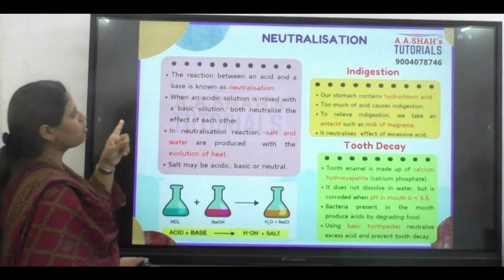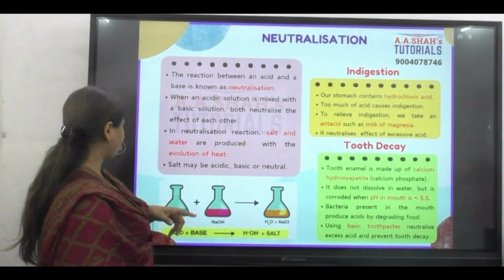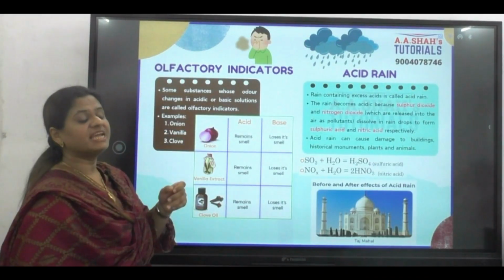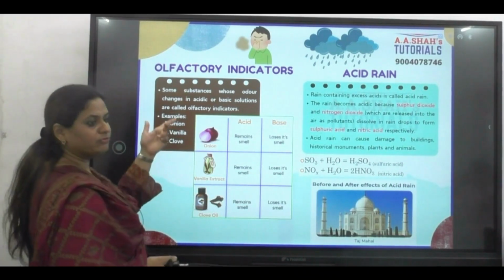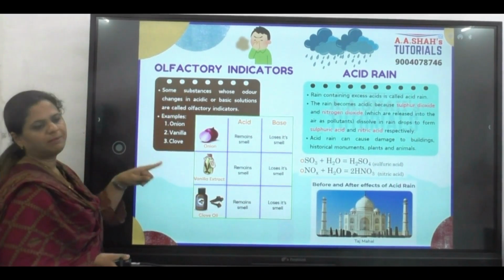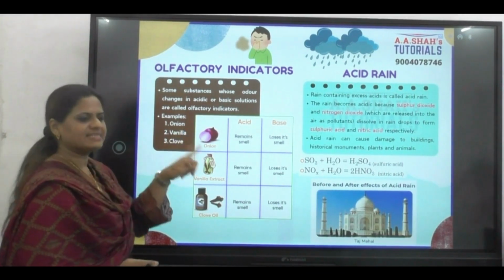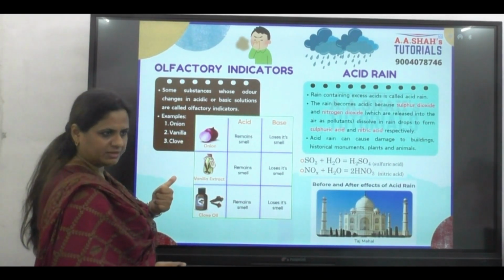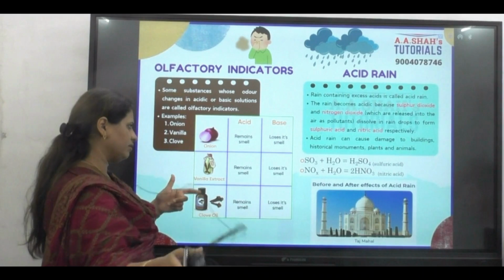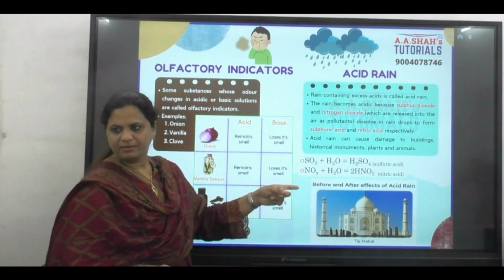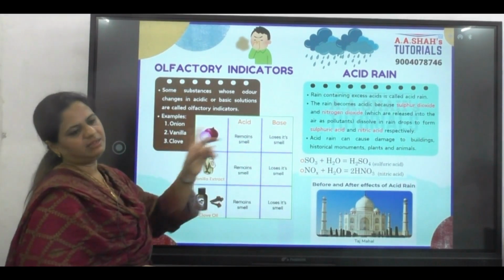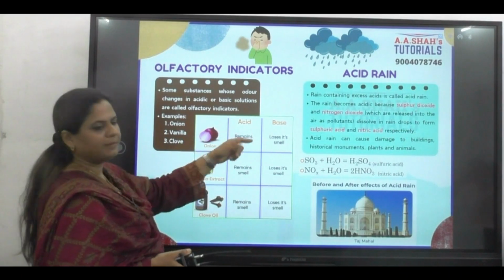And then the last one is olfactory indicators. What are olfactory indicators? Those which change by smell. If the smell changes, you come to know whether it is an acid or base. Like onion. Onion has acid, we saw in the beginning. If it's added to a base, it loses its smell.